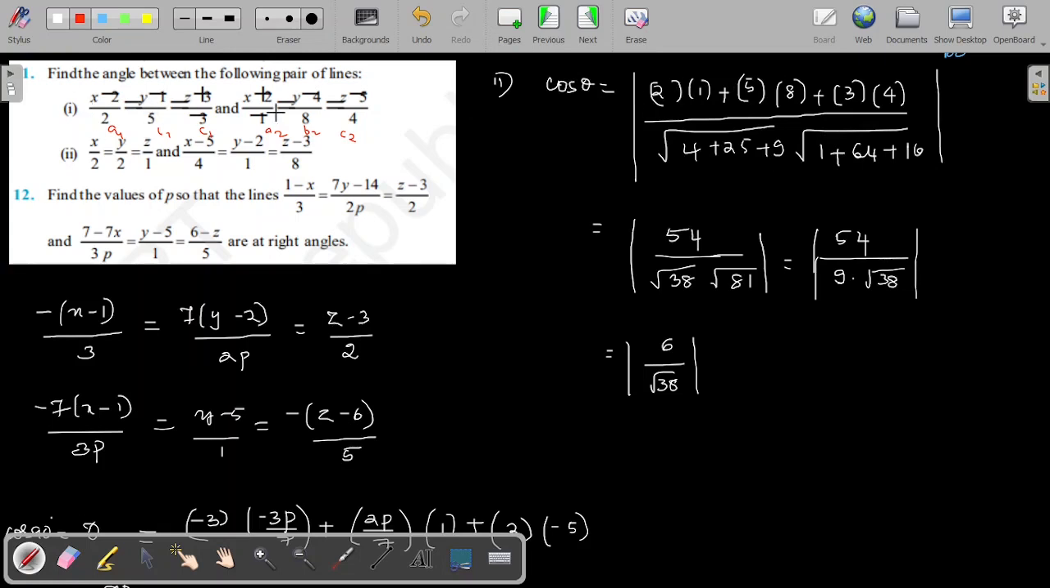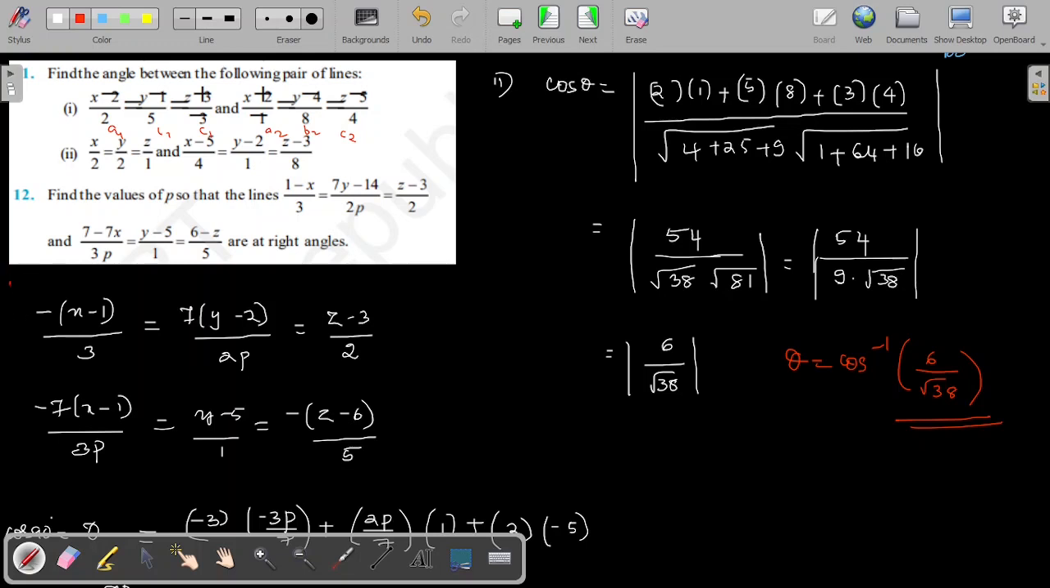Substitute all the values: 2 into 1 plus 5 into 8 plus 3 into 4 divided by square root of 2 square 4, 5 square 25, 3 square 9 into square root of a2 square plus b2 square plus c2 square, 1 square 1, 8 square 64, plus 4 square 16. So do the simplification. This is 54 by root of 38 into 9, 9 ones 9, so 6 by root 38. So theta equal to cos inverse of 6 by root 38. This is the angle between those two lines.